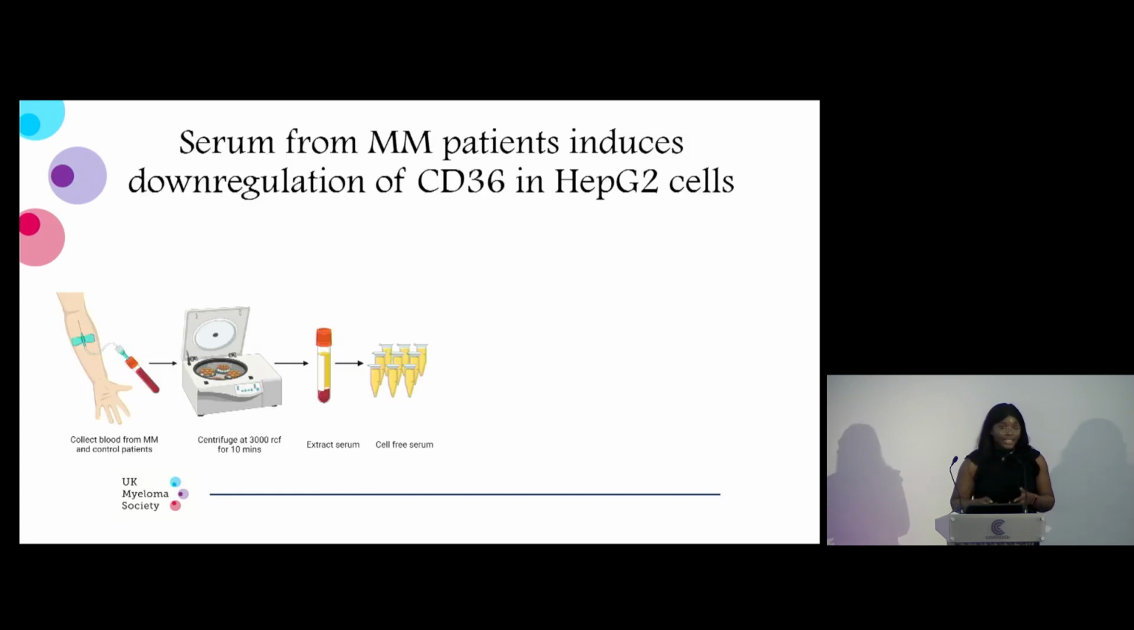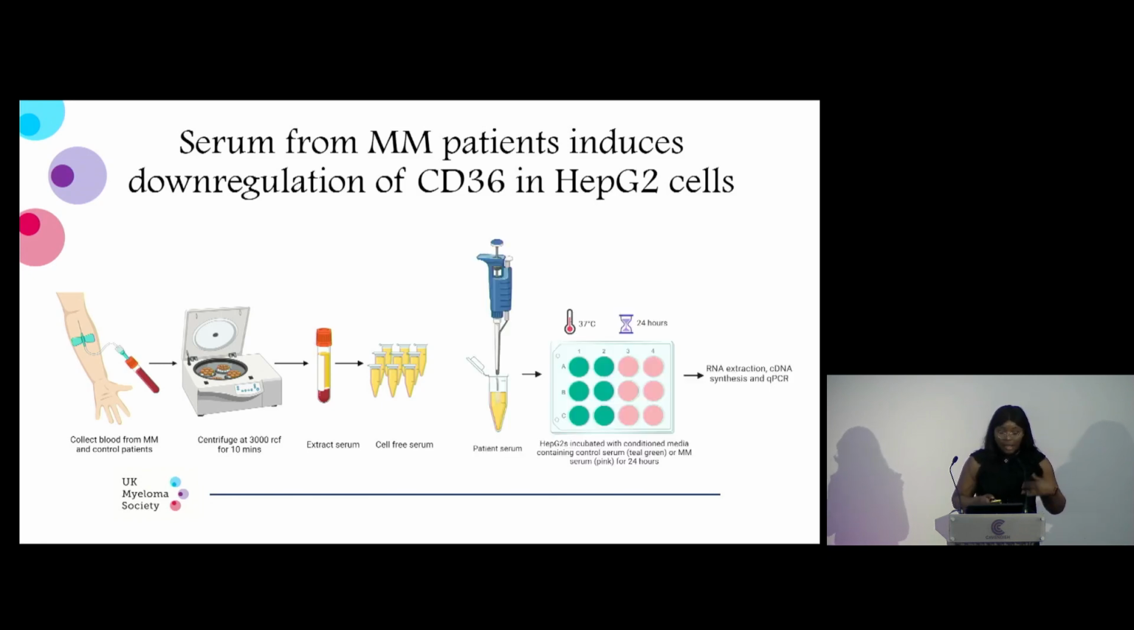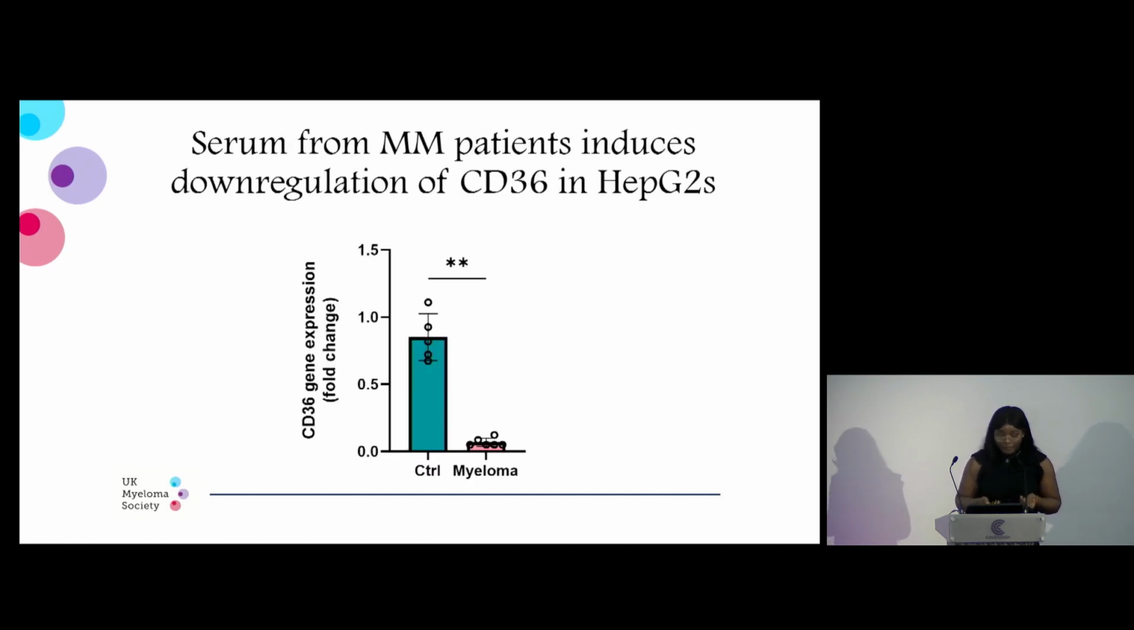So the first thing that I did was I collected blood from myeloma patients and also patients who had hereditary hemochromatosis who were undergoing venesection. I then extracted the serum from these patients, and I applied it to hepatocytes called HepG2 cells, and after a 24-hour incubation period, I extracted the RNA and performed real-time qPCR to measure the expression of genes that are involved in fatty acid metabolism and uptake.